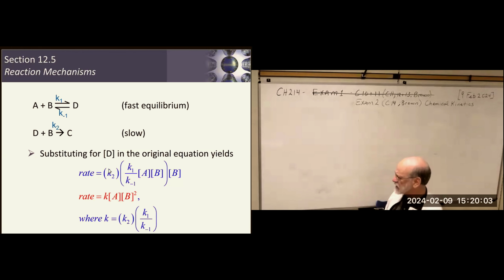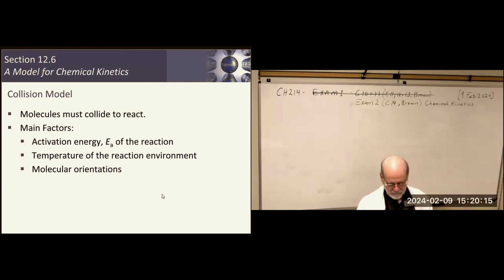So our rate equation is K times A times B squared. So the overall should be A to the first power and B to the second power with that mechanism. Okay.